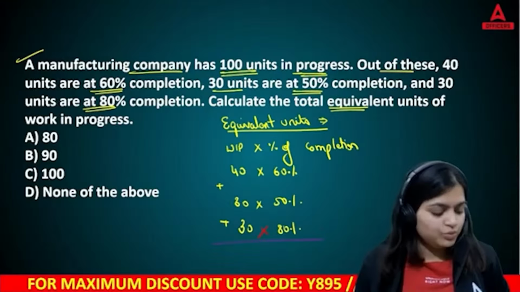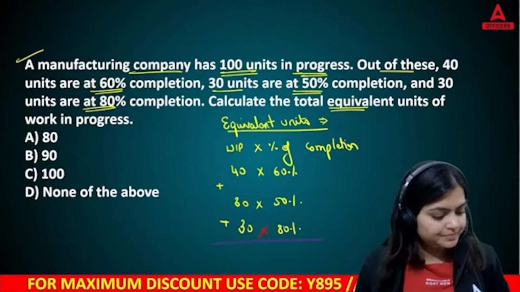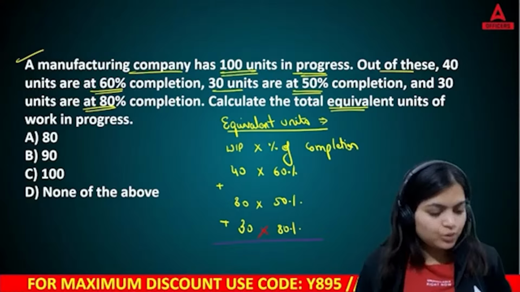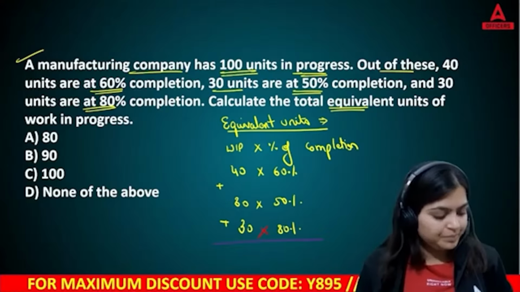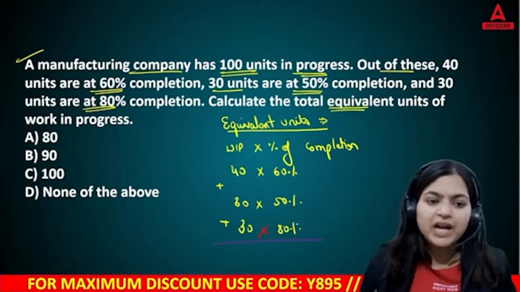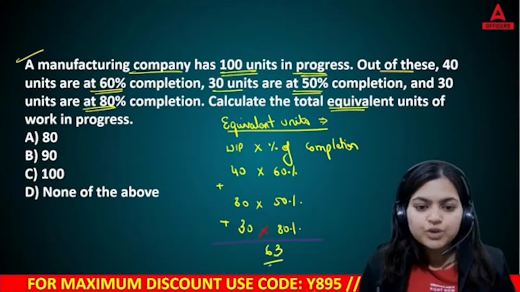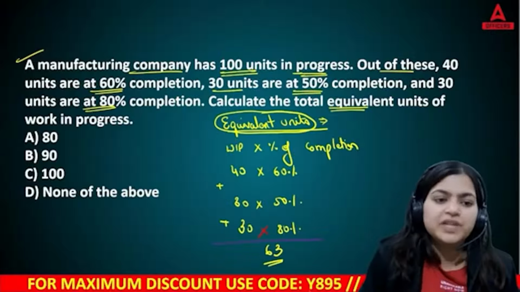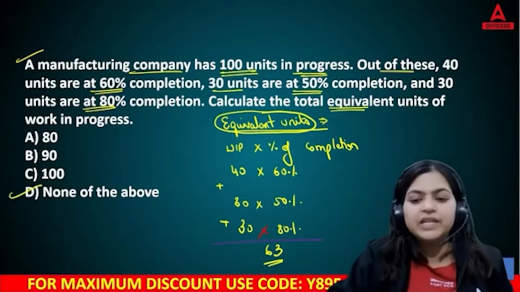40 into 60%, 24. 30 into 50%, 15. 30 into 80%, 24. So your answer is 63. Yes. So equivalent units here is equal to 63. So the right answer is none of the above.